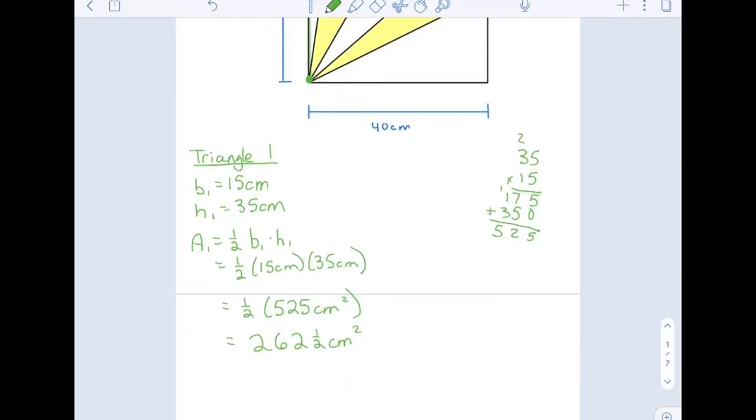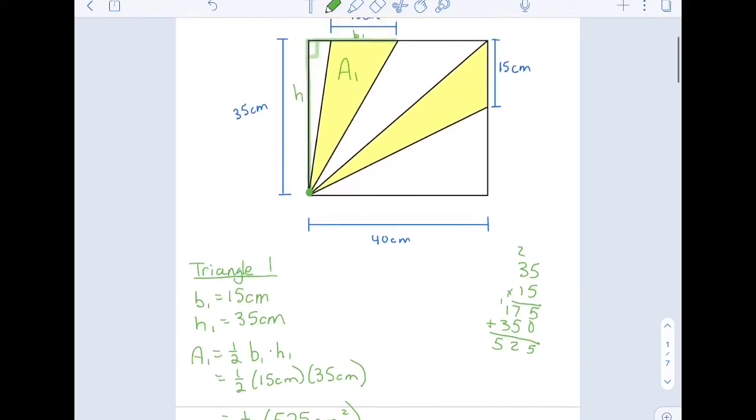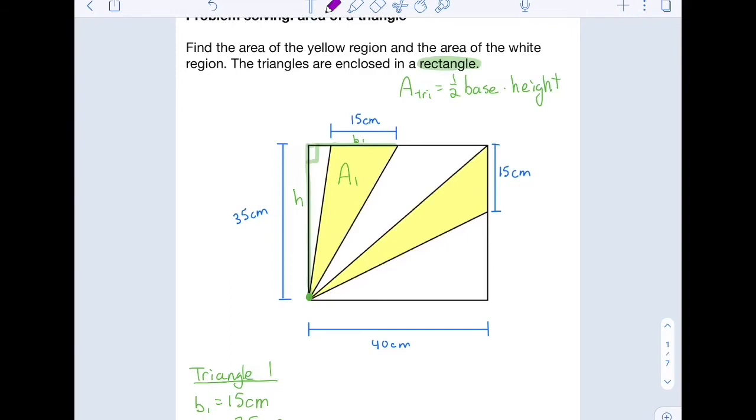The area of triangle 1 is 262.5 square centimeters. To find the area of the yellow region, we'll have to find the area of the second yellow triangle, and then we'll add the area of triangle 1 to the area of triangle 2 to get the total yellow area. We can use the same strategy here that we used for the other one.